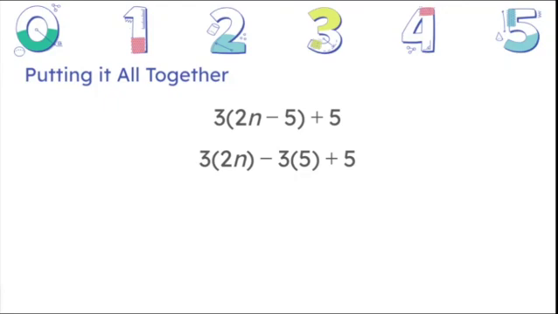Let's simplify those operations one more step. 3 times 2n makes 6n, and 3 times 5 makes 15. So we have 6n minus 15 plus 5. And we know how to add a negative and a positive integer together. And our final simplified version of this expression is 6n minus 10.